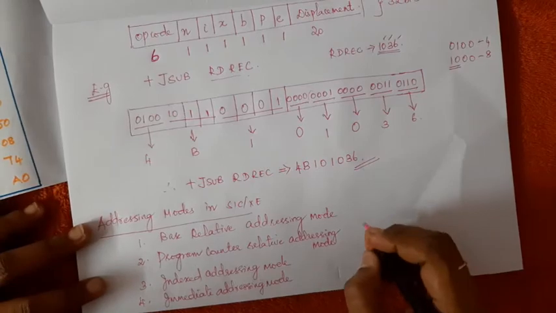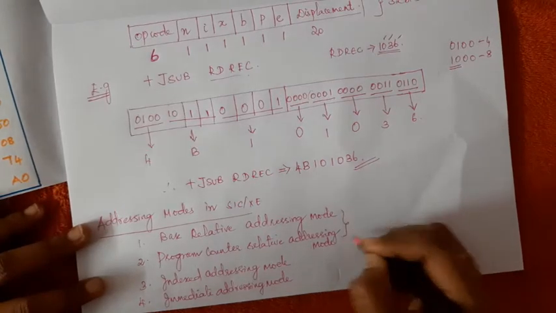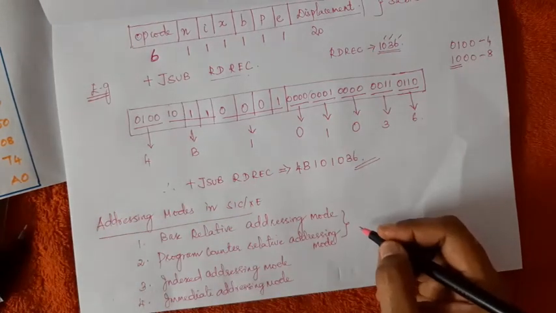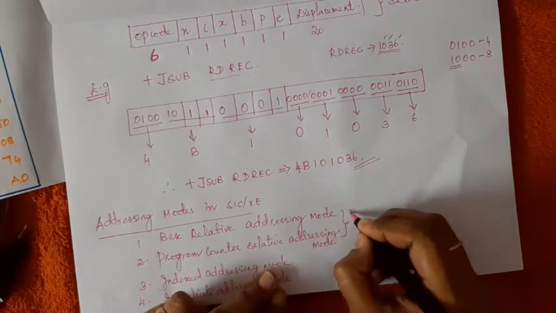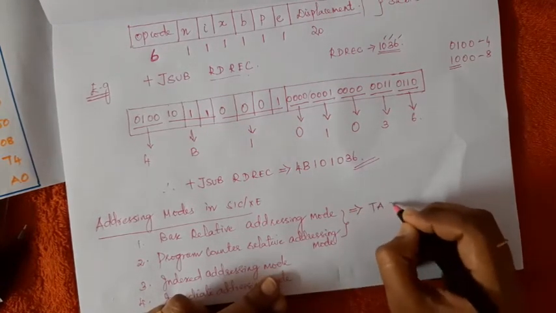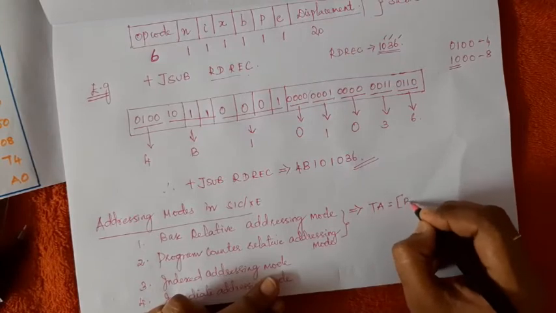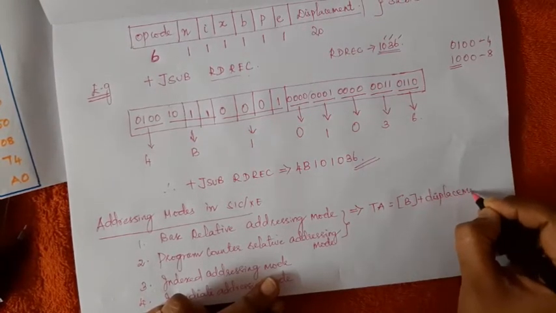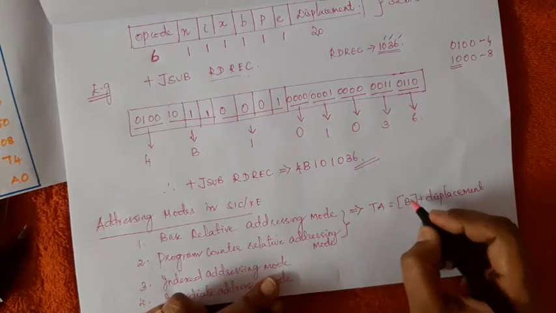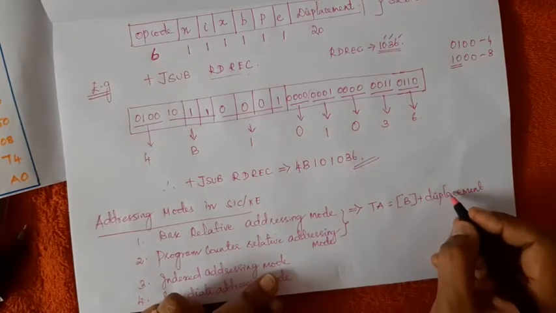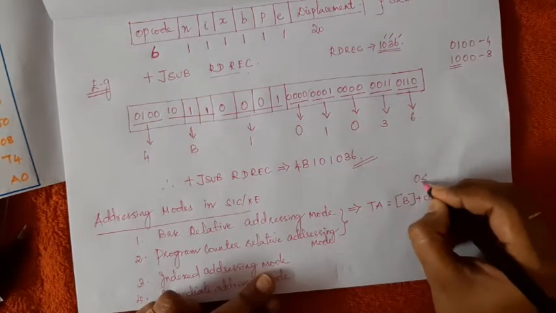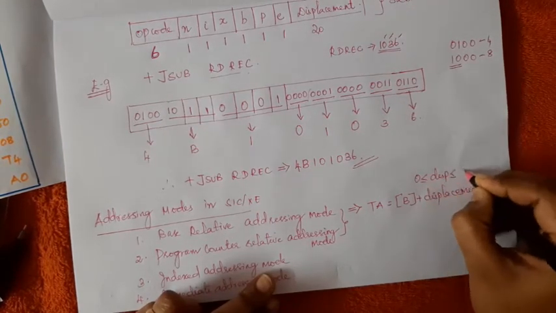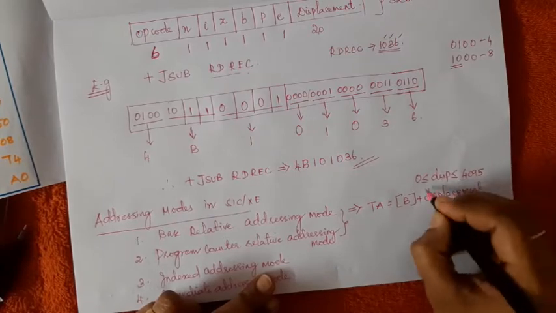Okay, now we'll see here base relative addressing mode. Okay, so these two addressing modes are used to calculate the target address. Okay, for base relative, the target address would be the content of the base register plus the displacement. Okay, target address is equal to content of base register plus displacement, and the range is 0 less than displacement, which is less than 4095. Within this range it has to be.